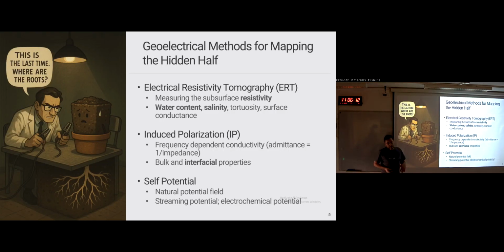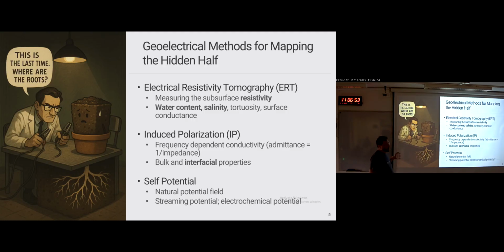So I'm working with geoelectrics, and the main geoelectrical methods to map the hidden half, to map the root system, are electrical resistivity tomography, ERT. In this method we measure the resistivity, which is sensitive to water content, salinity, and the pore geometry. The second method is induced polarization. In this method, we measure the frequency-dependent conductivity, or the admittance. Many people use impedance, so this is just 1 over the impedance.